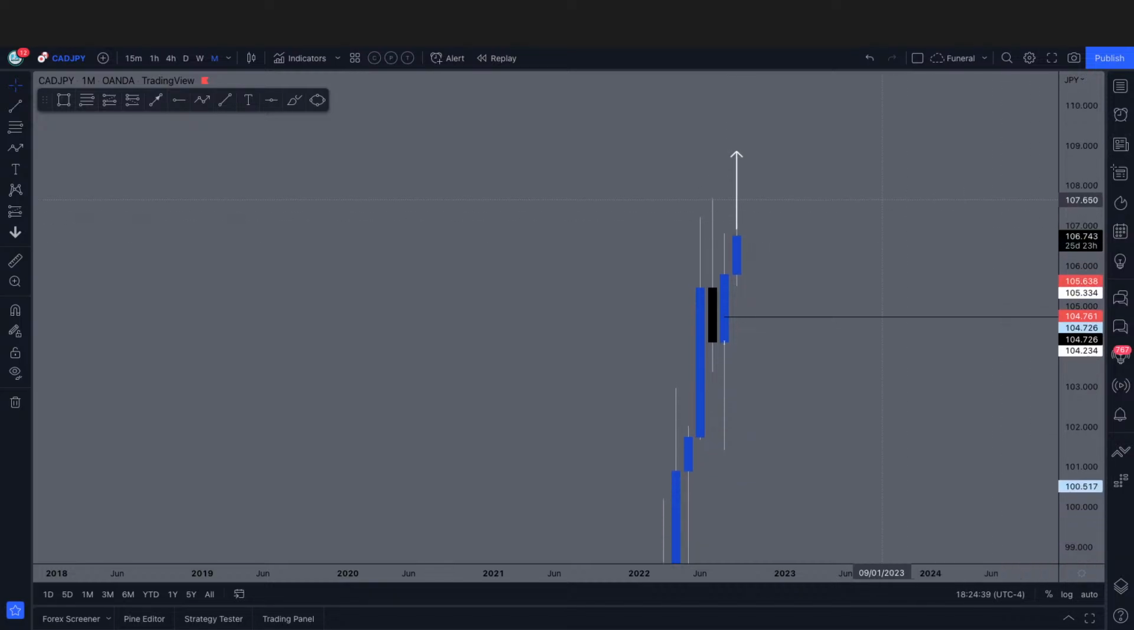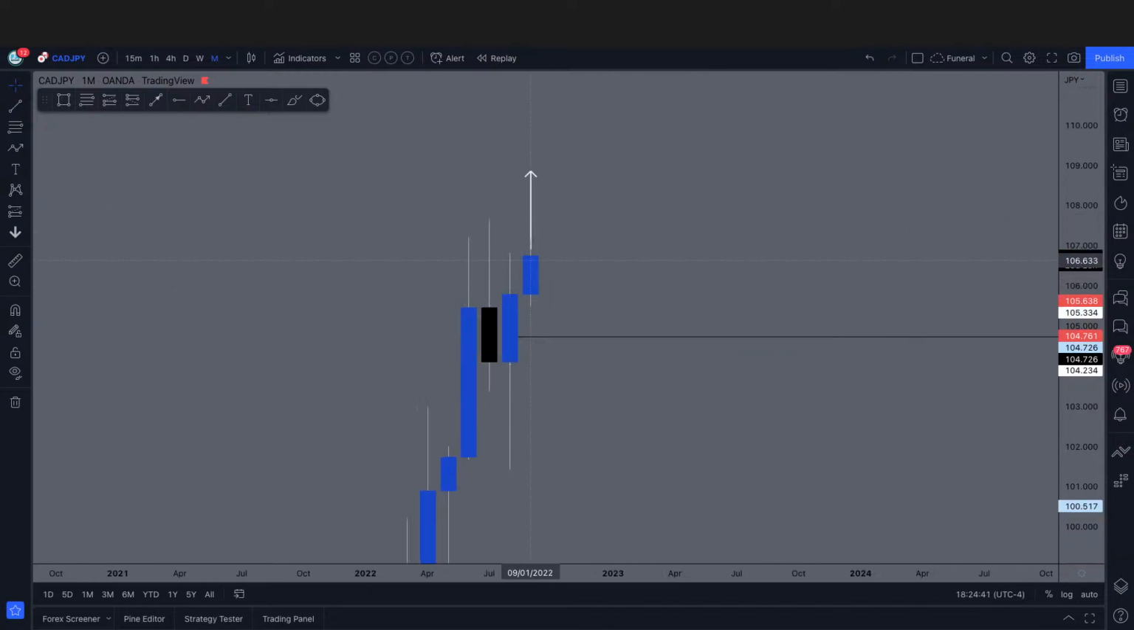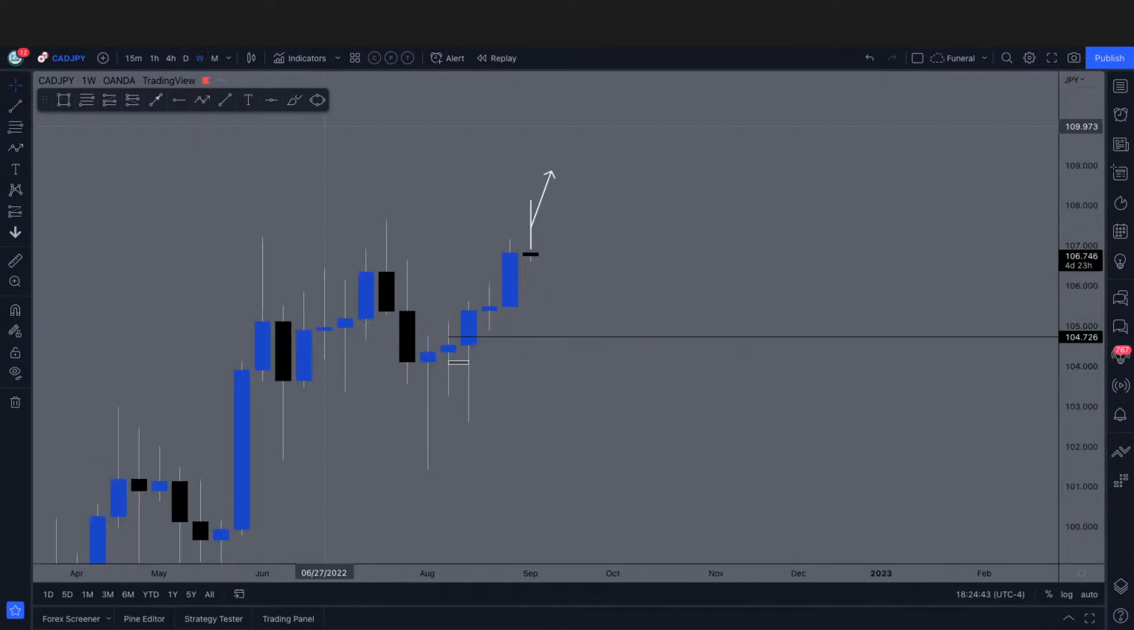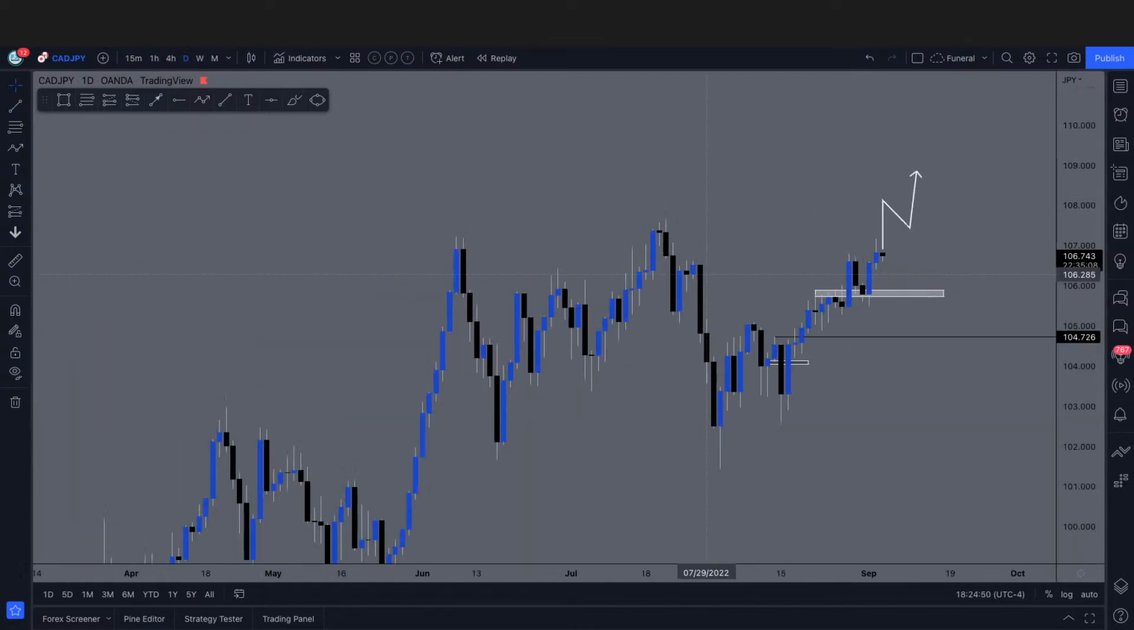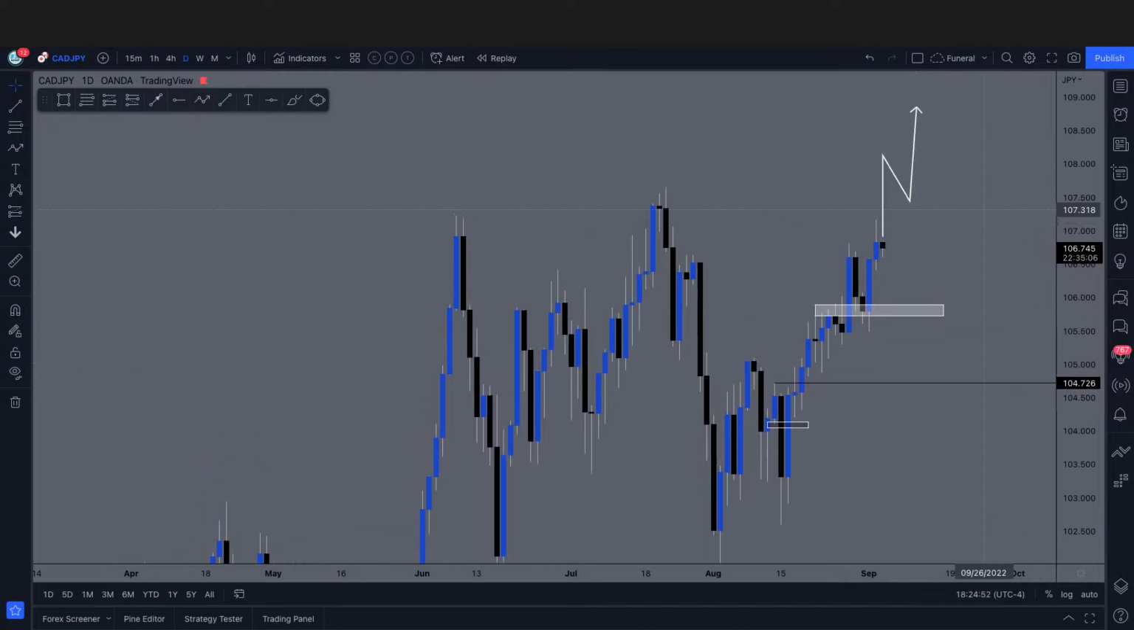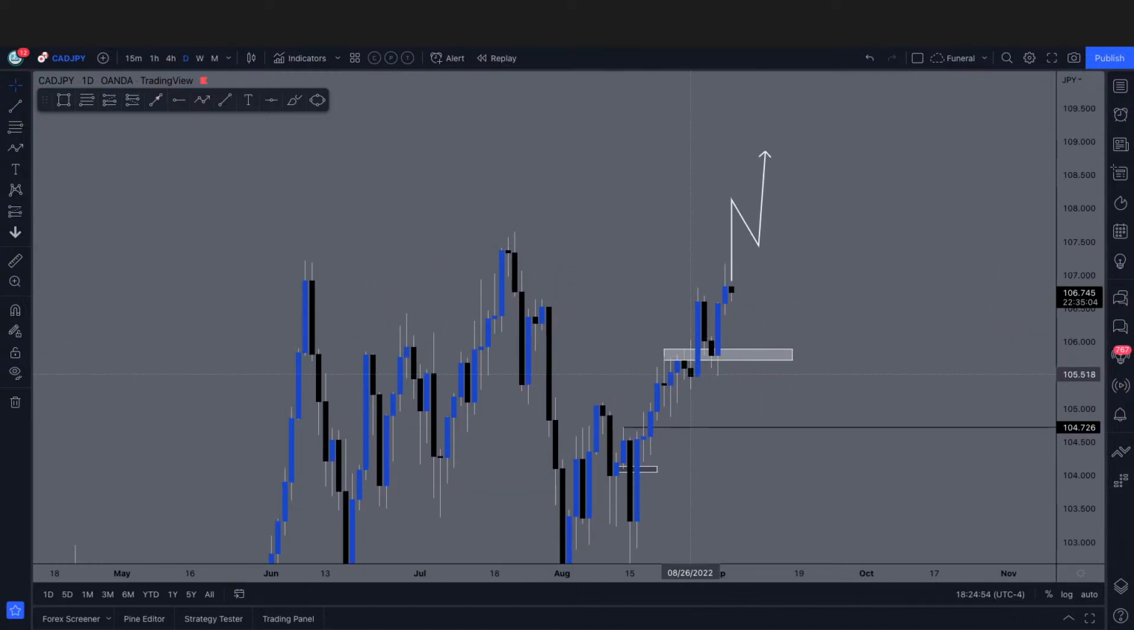If we do look at CAD/JPY from the monthly, we are pushing very aggressively to the upside. On the weekly, same thing, very aggressively pushing to the upside, retesting previous structure resistance. And if we do look at it from a daily time frame, we just completed the TMCP1, so we had the impulse to the upside, came back for the retracement, and then we had the impulse to the upside, creating a higher high once again, hitting the minus 27 of the overall retracement of the daily.